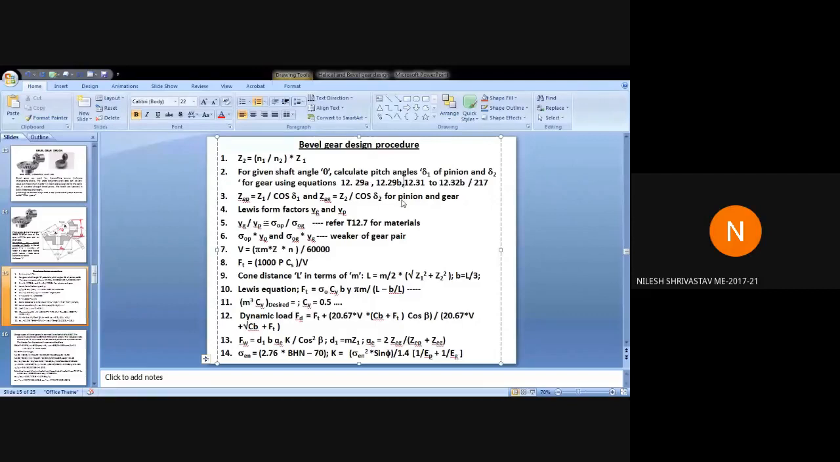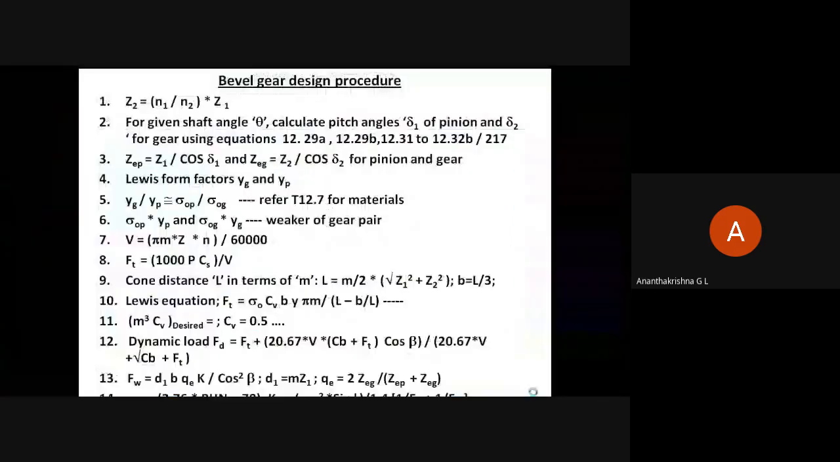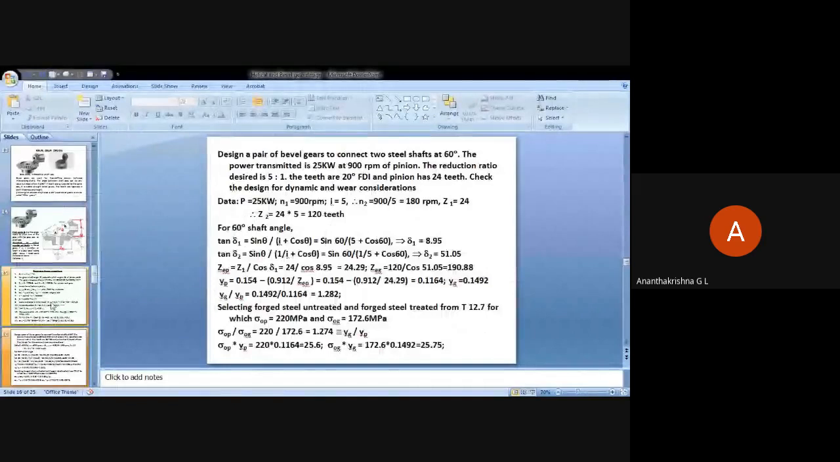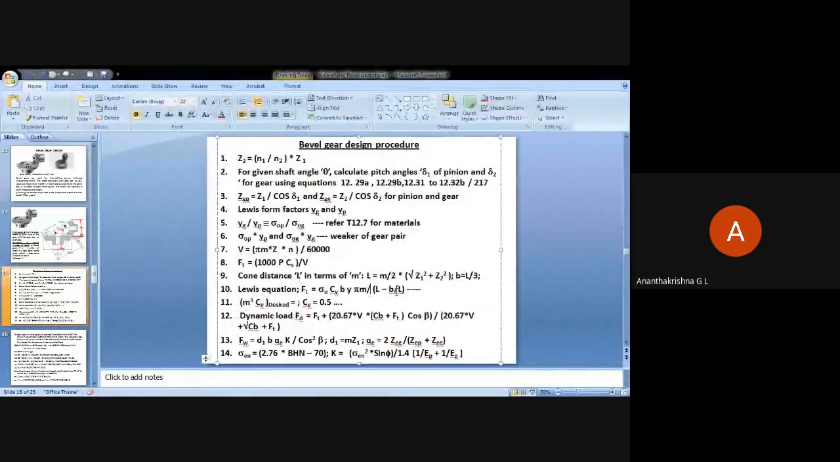So use appropriate equations, and here it is going to be sigma naught CV by pi m, into L minus B by L. So for this also I'll put bracket.